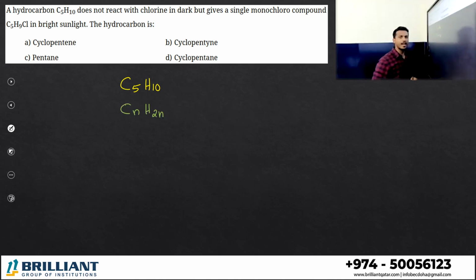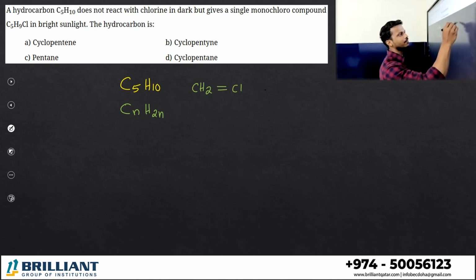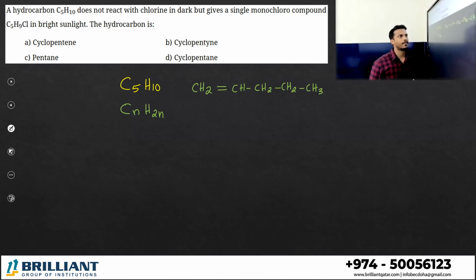CnH2n, right? Yes, it is an alkene formula. What is the alkene? A 5 carbon containing alkene is pentene. Alright, it can be pentene as one of the structures.